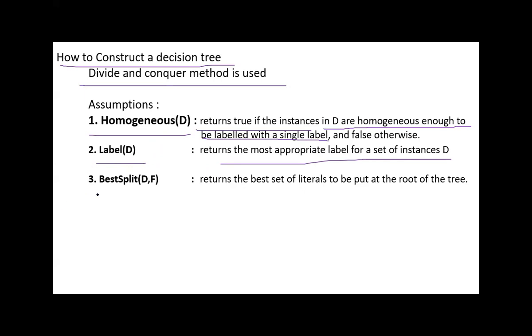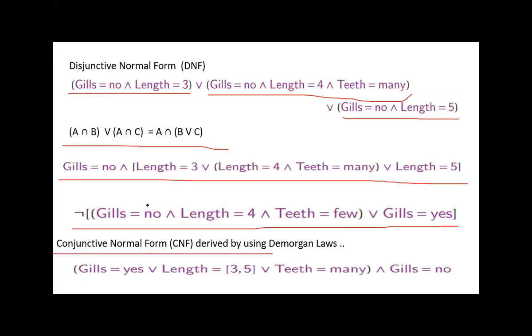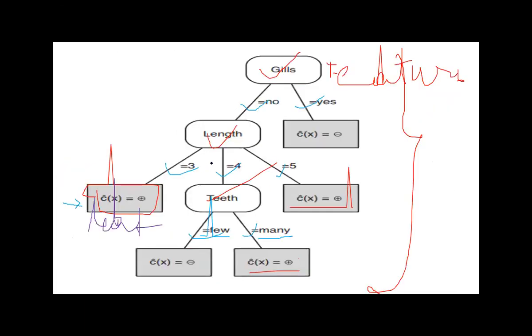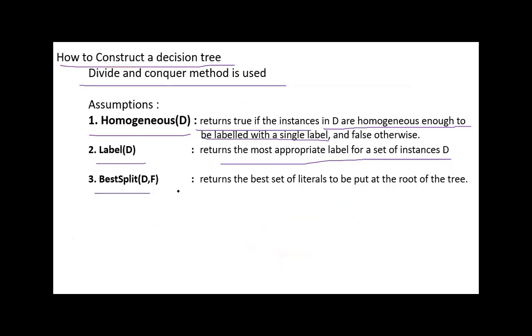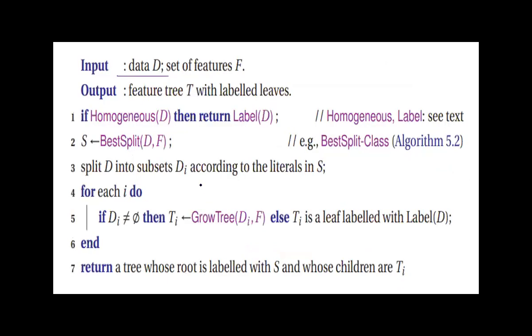Best split. What do you mean by a split? This is called a split, my dear friends. Here two splits, here three splits, here two splits. So what is the best split? Best split is an algorithm that returns the best set of literals to be put at the root of the tree. So we have these three assumptions; let us use these three to construct an algorithm. We will see the algorithm.